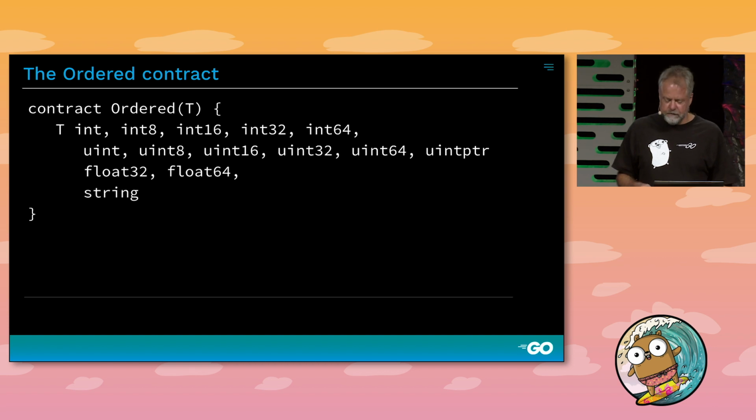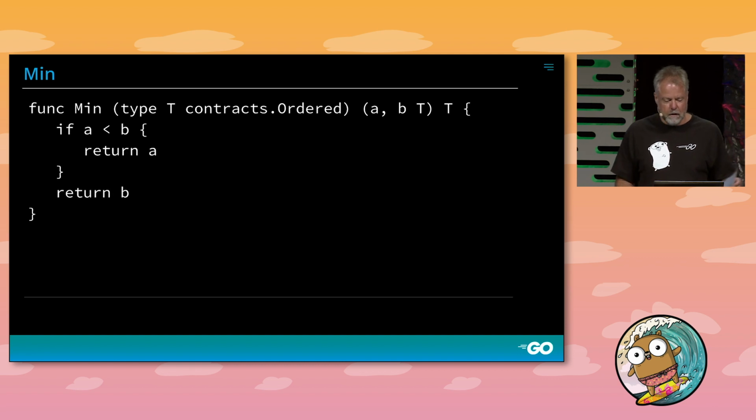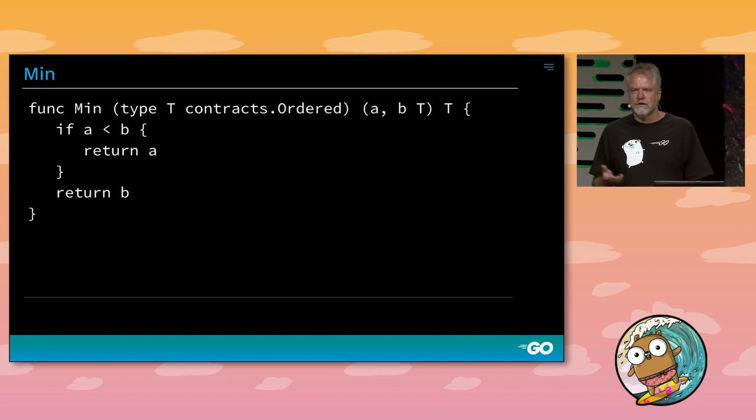It turns out it's much simpler to simply enumerate the types that support the less than operator than it is to invent a new notation that works for all operators. After all, in Go, only built-in types support operators. This same approach can be used for any operator, or more generally, to write a contract for any generic function intended to work with built-in types.